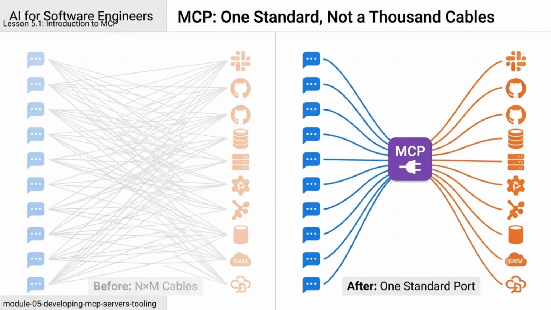People have started calling it the USB-C for AI. Before USB-C, for those of you tracking, every device needed its own cable, different for Nokia, Samsung, Apple. Now one port fits everything. That's exactly the role MCP plays for AI systems and the tools they need to use.